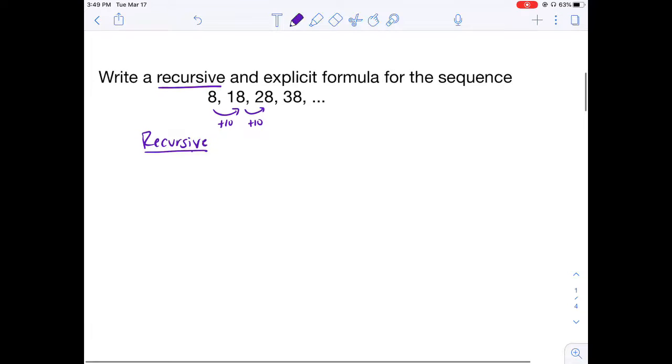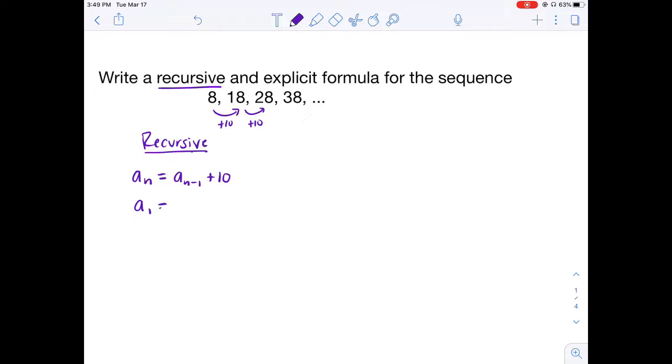That's the pattern. So for the recursive formula, to find the next term, which we call a sub n, I need to know what the term is before it, a sub n minus 1, and then I need to add 10. Then we need to tell the recursive formula that the first term was 8. So for the first term, I would add 10 to get to 18, then I'd take 18, add 10 to get to 28, so on and so forth. So here, this is our recursive formula.